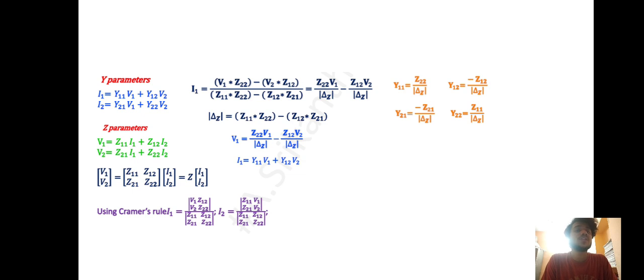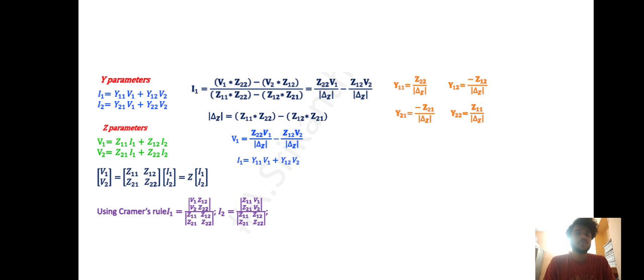I1 equals V1 into Z22 minus V2 into Z12 by Z11 into Z22 minus Z12 into Z21, equals Z22 into V1 by delta of Z minus Z12 into V2 by delta of Z. Y11 equals Z22 by delta of Z. Y12 equals minus Z12 by delta of Z. Y21 equals minus Z21 by delta of Z. Y22 equals Z11 by delta of Z, where delta of Z equals Z11 into Z22 minus Z12 into Z21.